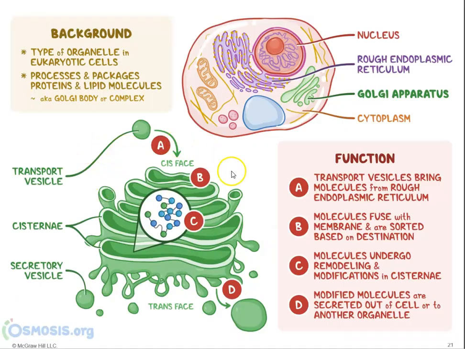Here it is for you step by step with a little bit more detail. So you've got the transport vesicle, right? And this budded off from where? From the rough endoplasmic reticulum, comes into the cis face, fuses with the cis face. Those proteins get dumped into the Golgi apparatus, and then they get modified and sorted and eventually shipped out.